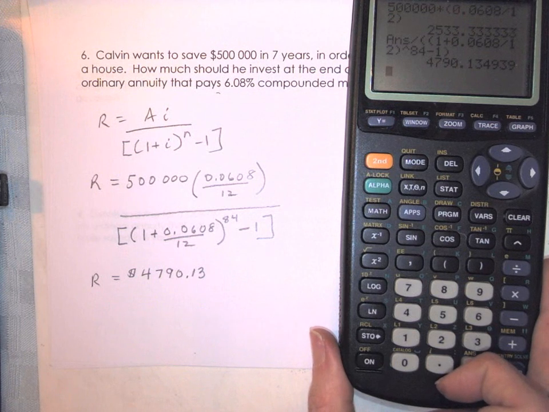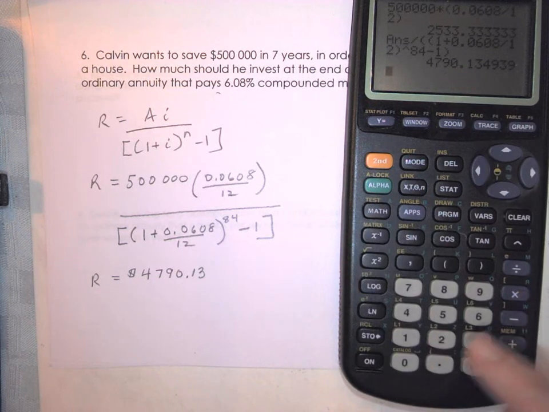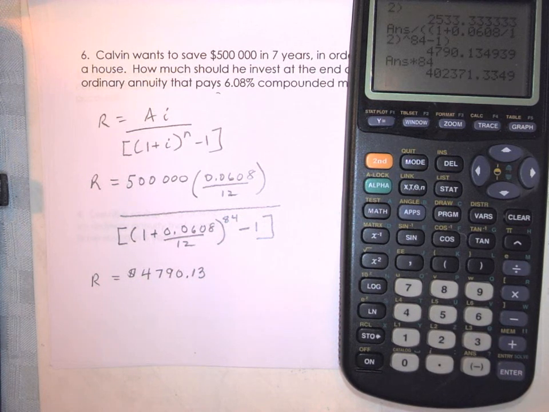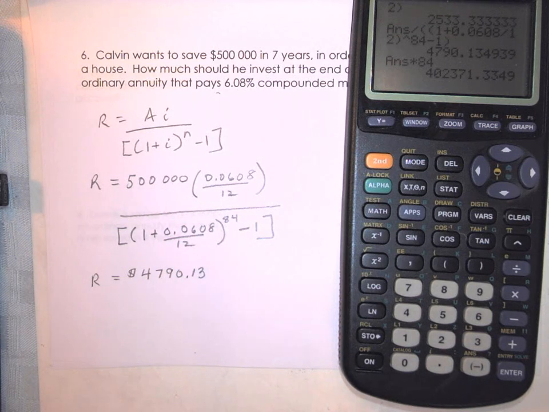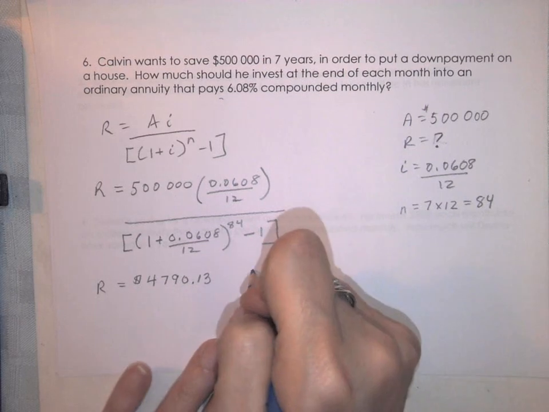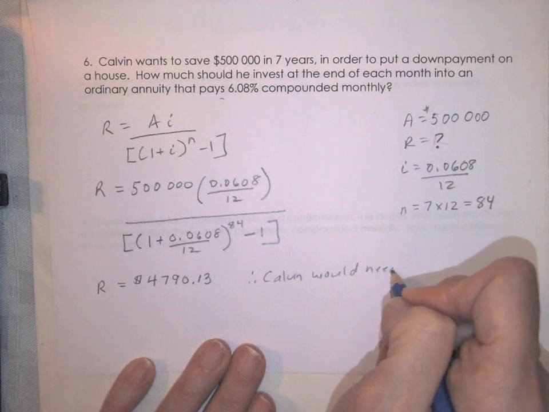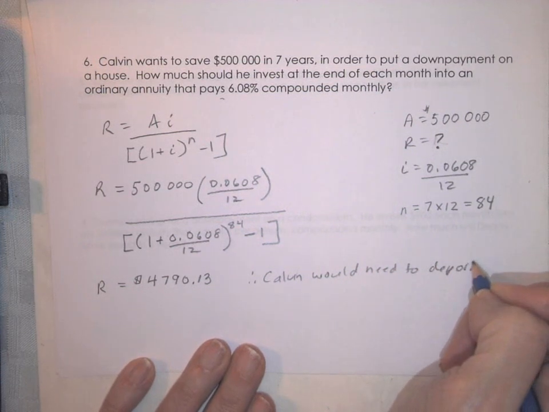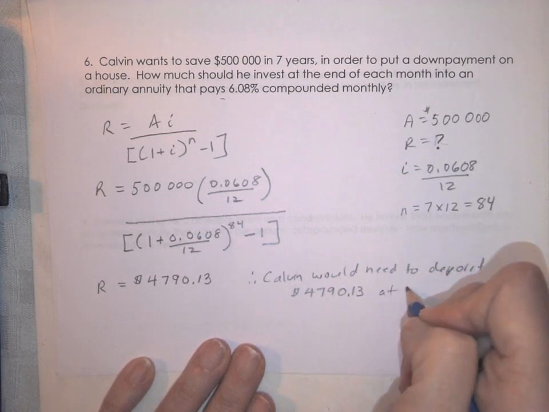Okay, and then we can see if we didn't have interest, if we were just saving that money in our mattress, we multiplied by 84 times, we would have 402,371. So the difference to that 500,000 is all interest based, and that's only 7 years. Okay, and then so therefore Calvin would need to deposit $4,790.13 at the end of each month.